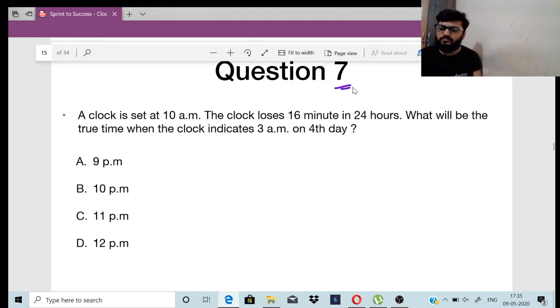Question number 7. A clock is set at 10 a.m. The clock loses 16 minutes in 24 hours. What will be the true time when the clock indicates 3 a.m. on the 4th day?